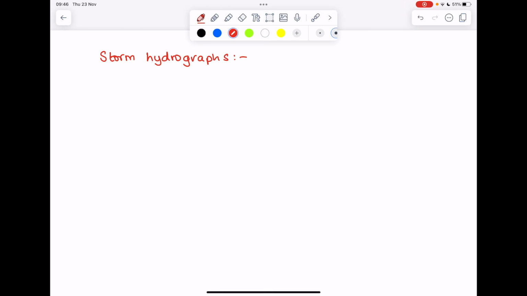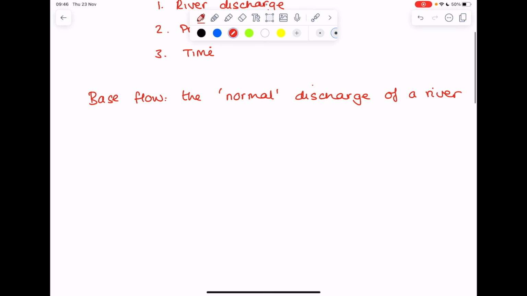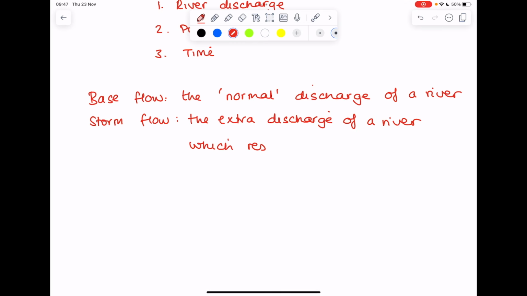So as I've already said, storm hydrographs show river discharge, precipitation, and time. They have a base flow, which is the normal discharge of a river, as well as a storm flow, which is the extra discharge of a river, which results from a storm.